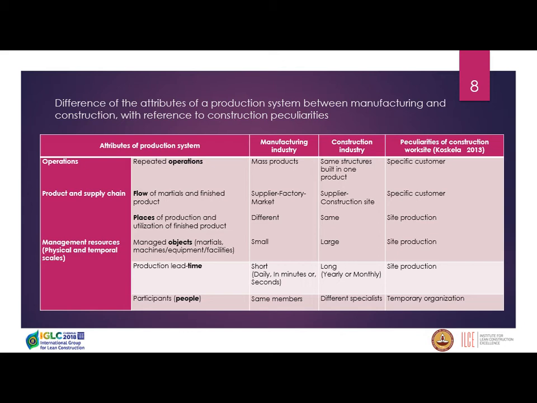From this slide, we present a simple result of this analysis. We first think about waste in operations. Here is a table that shows the difference in the attributes of the production system between the two industries. This table indicates that various attributes such as operations, product and supply chains, and management are different between the manufacturing side and the construction industries. So this table indicates that adjustment of lean tools is needed when we install lean tools made on the manufacturing side into the construction side.